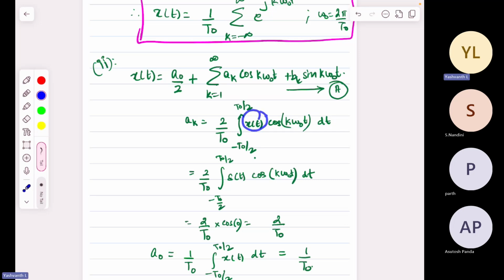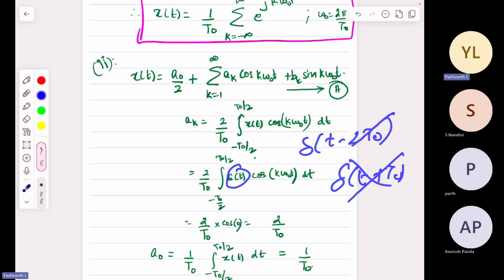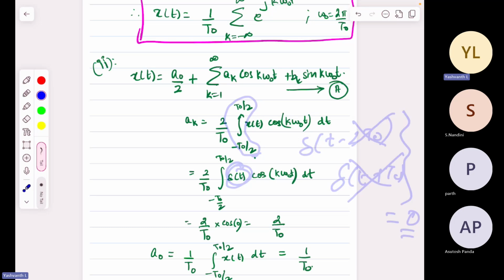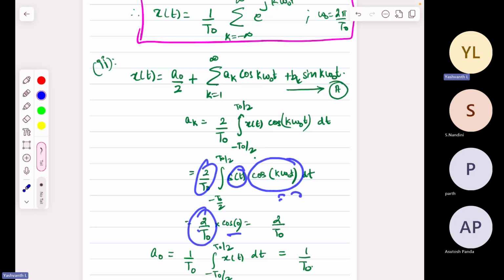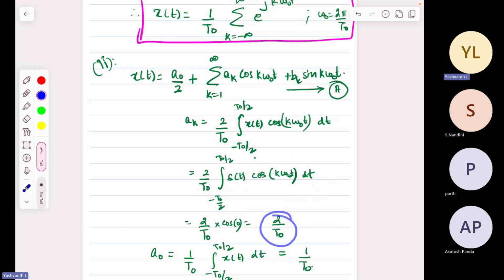So x of t is nothing but, in the interval minus t naught by 2 to plus t naught by 2, only one impulse function exists, which is delta of t only. You will not have delta of t minus 2 t naught or delta of t plus t naught. Nothing will be there because within the interval minus t naught by 2 to plus t naught by 2, all these take the value 0. Therefore, only delta of t will be there. And again, by the shifting property, this is same as 2 by t naught into cos 0, because delta of t into x of t gives x of 0. With cos 0 being 1, it's 2 by t naught.